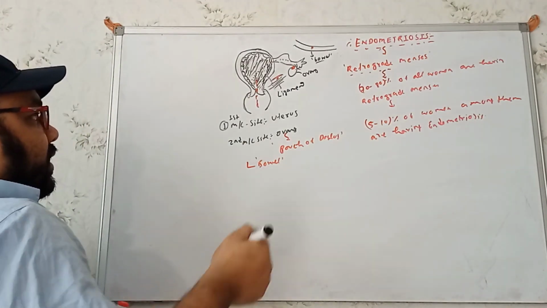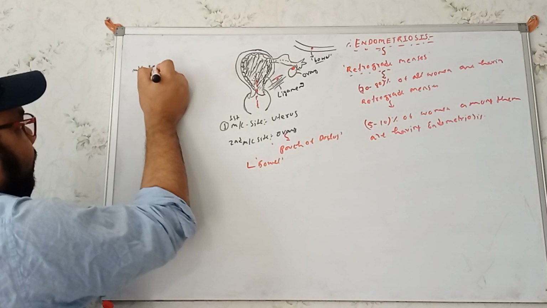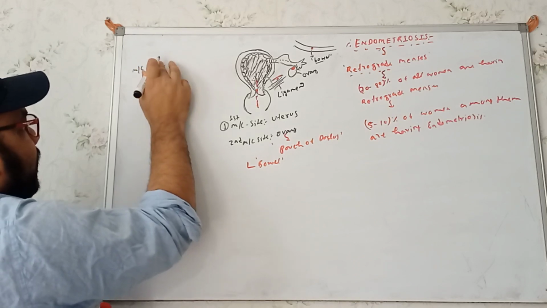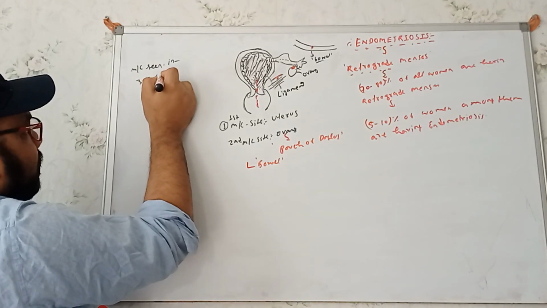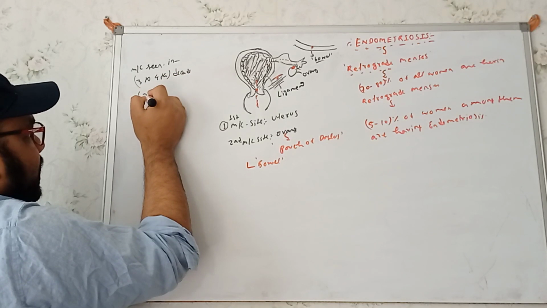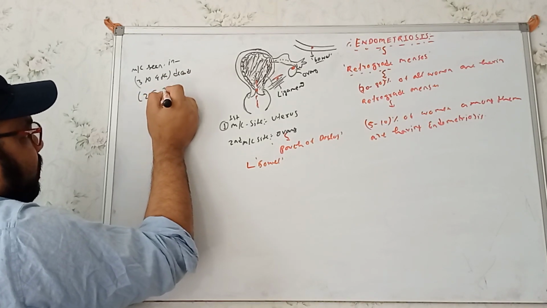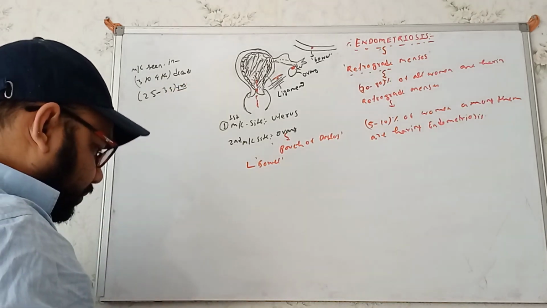Now, this endometriosis is most commonly seen in the third to fourth decade of a woman. Third to fourth decade means near about 25 to 35 years. In this age group we can see it, right?